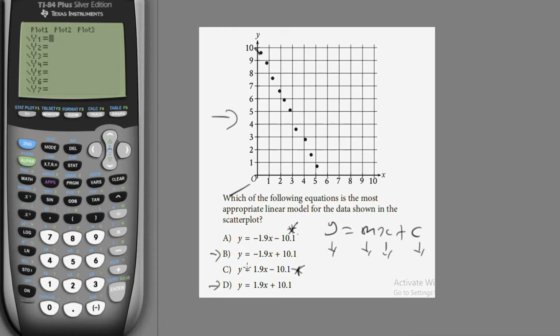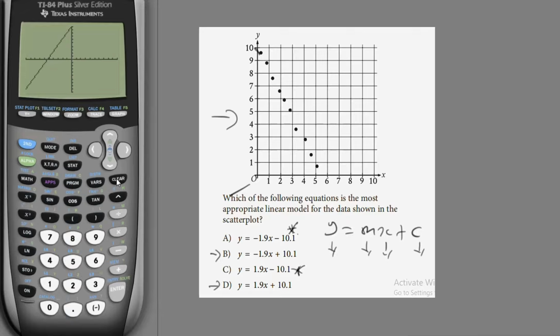So let's begin with option D. The slope is 1.9, then the independent variable is x, then we have plus the y intercept, 10.1. Let's press the graph button and it will graph it for us. You see, it shows us that the answer is not option D. The graph is taking this upward direction, whereas what we have here is taking a downward direction. So option D is not correct.